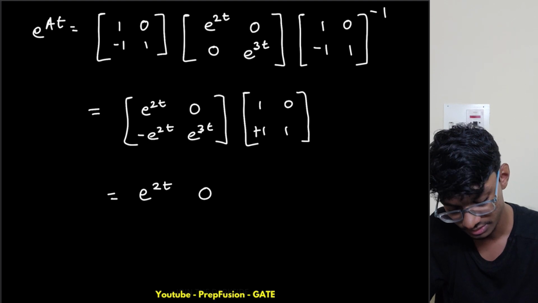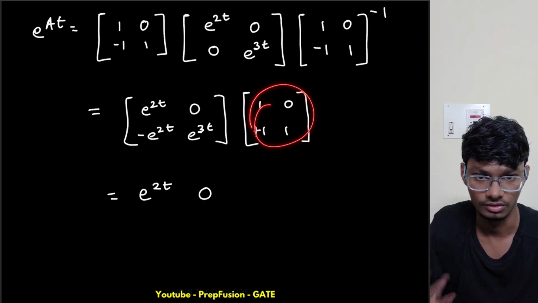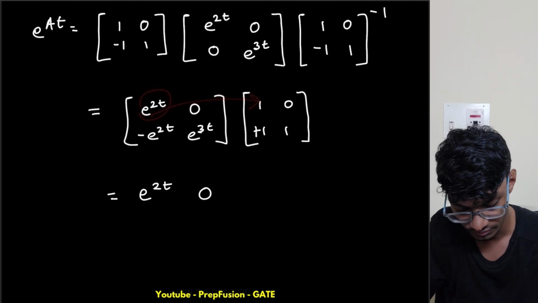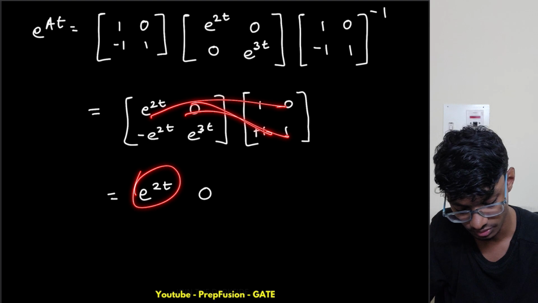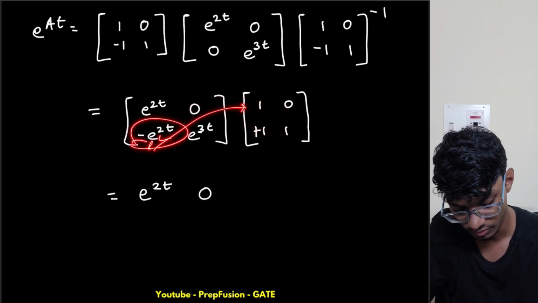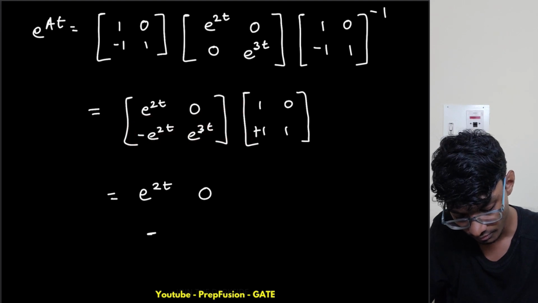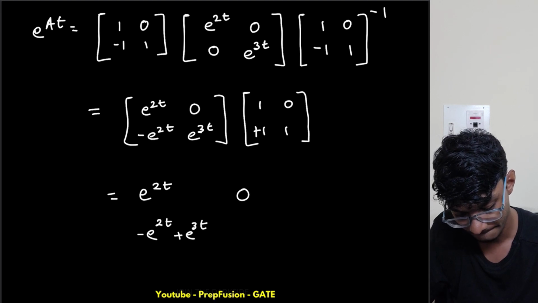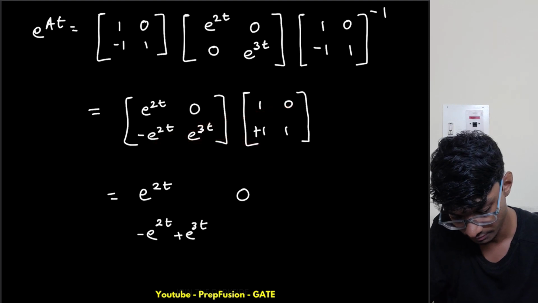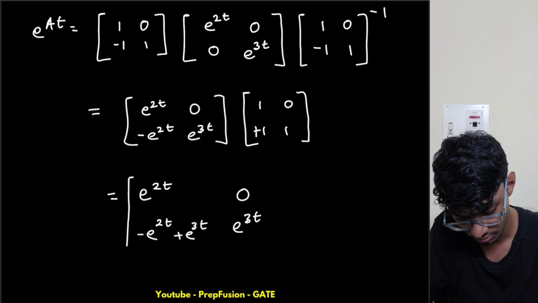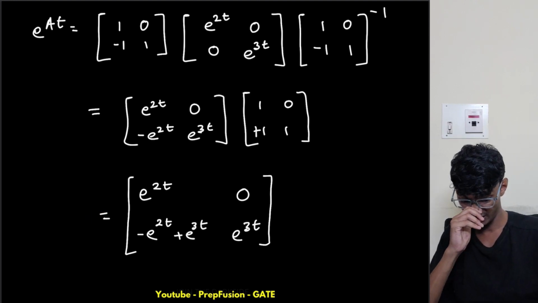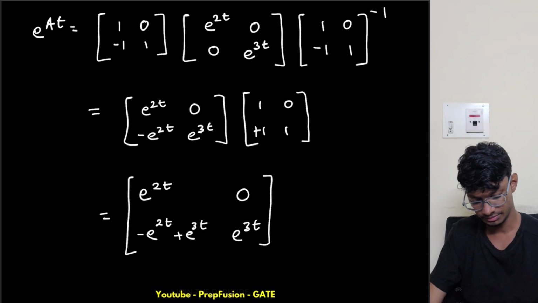So for taking the inverse, this will become plus, and the determinant is 1 only in this case, so I won't write it. Up until now everything was correct. This is e raised to power 2t times 1, this is 0, this is 0, 0, and this is correct. Now this is minus e raised to power 2t times 1, and this is plus e raised to power 3t. So this becomes minus e raised to power 2t plus e raised to power 3t. What is the last element? This is 0, and this is e raised to power 3t. So this is my final element, basically, final e raised to power At.